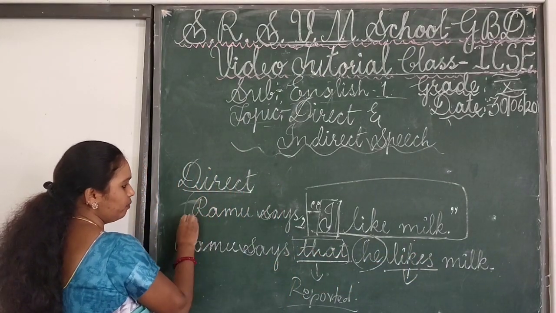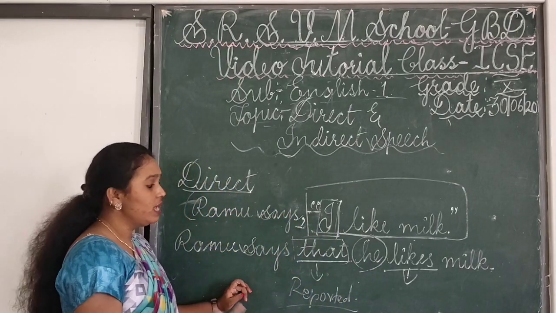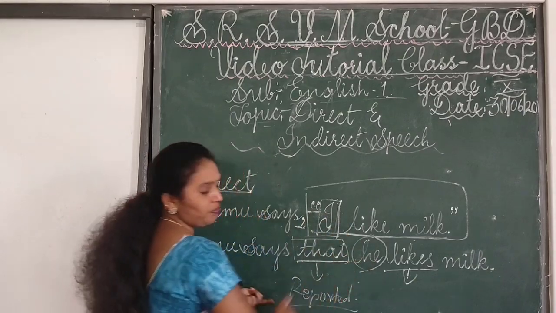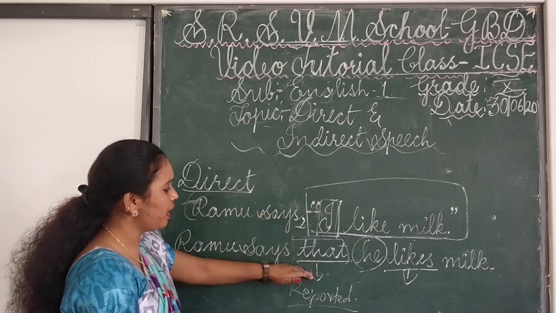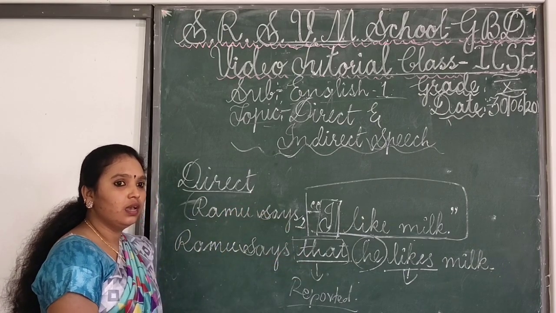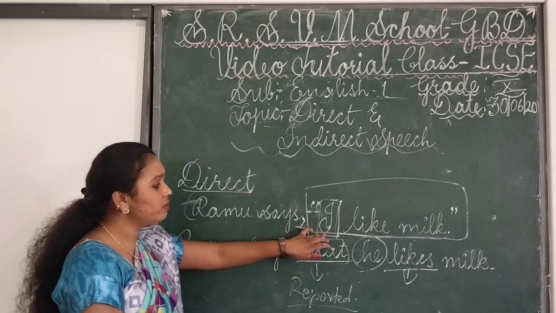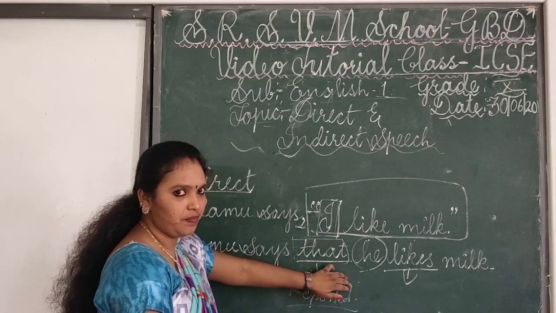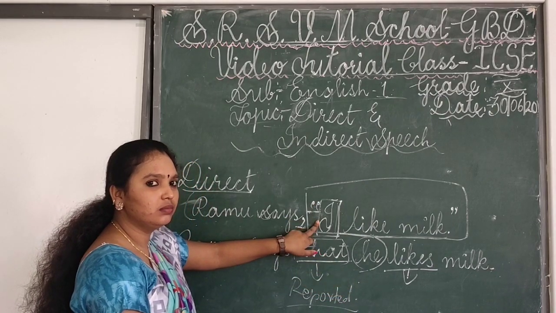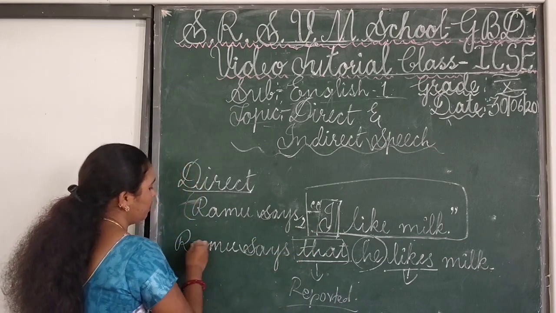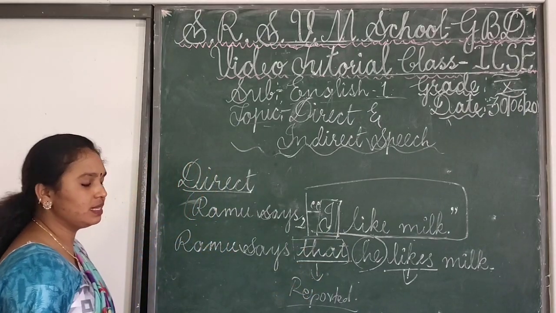In direct speech, we see Ramu says, "I like milk." The first person pronoun "I" is changed to "he" here. When we change direct speech into indirect speech, the tense will be changing and the reported words will be changing. The pronouns will be changing. "I" will become "he" or "she". So, the difference between the direct and the indirect speech you can find here very easily.